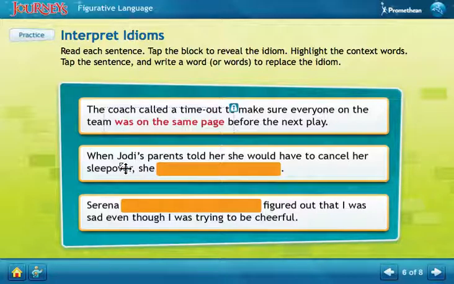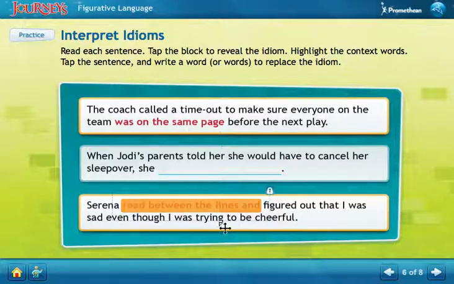When Jodi's parents told her she would have to cancel her sleepover, she came apart at the seams. Okay, humans can't fall apart, but you've probably had a shirt or something that might have ripped a stitch and you get a hole in it. Okay, well, why does it mean that she came apart at the seams? Well, her parents told her she was going to have to cancel her sleepover, right? Oh, and that made her mad. So she was upset. She was losing it. Maybe some tears came out.